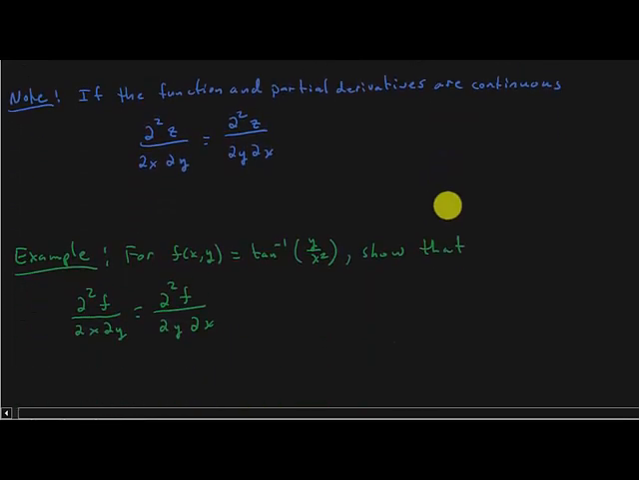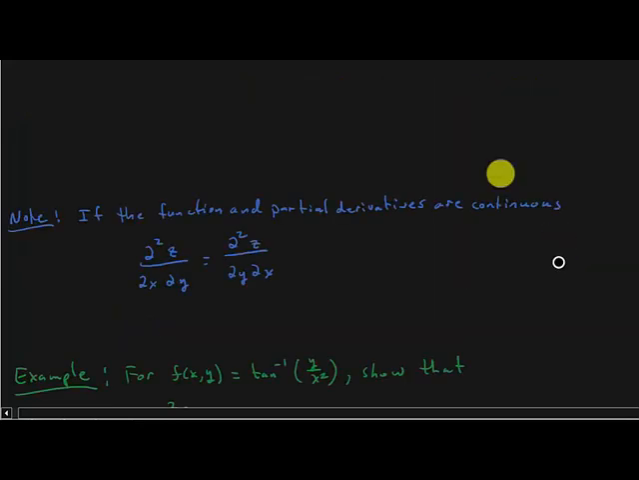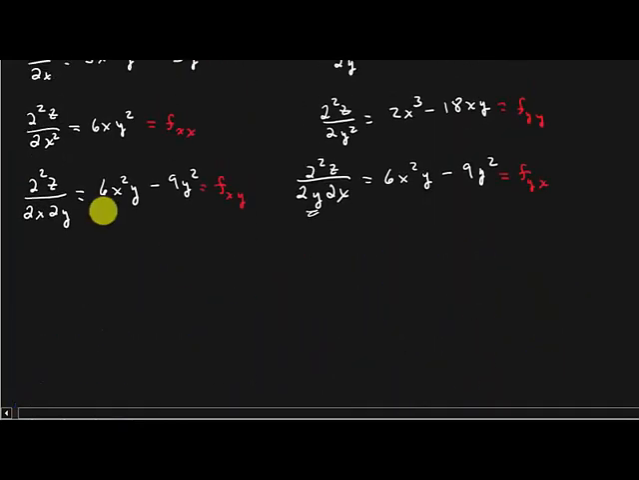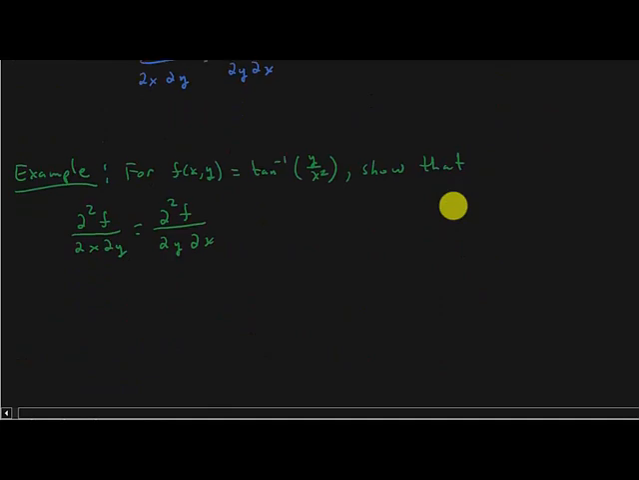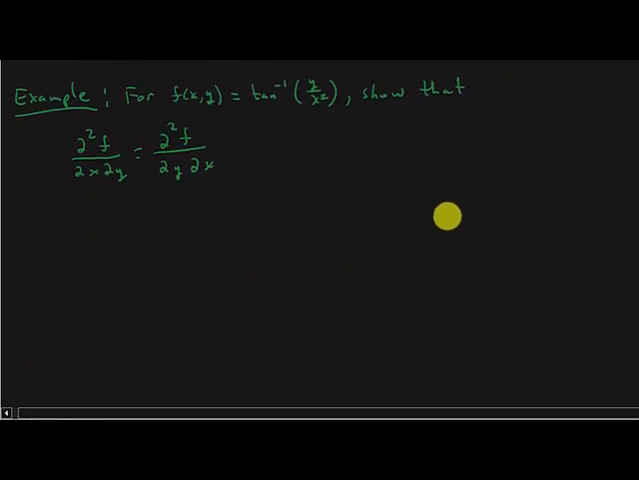All right, so we got a note here. If the function and partial derivatives are continuous, then the second partial of z with respect to x and then y is equal to the second partial of z with respect to y and then x. So whatever order you do it in. And notice that happened up here. All right. So, we don't necessarily have to work this problem, but we might as well. Let's see, give us some more practice.